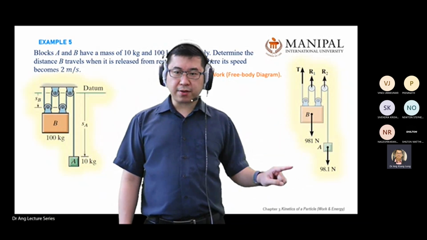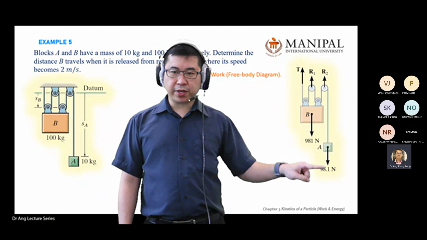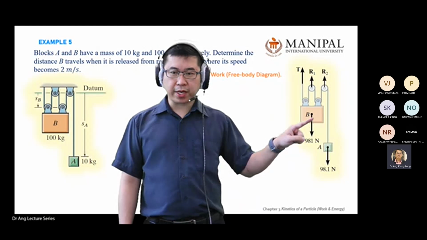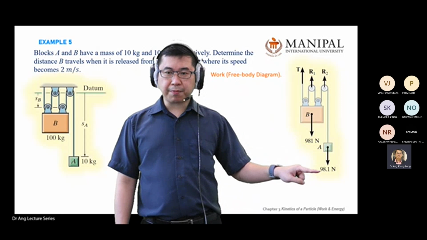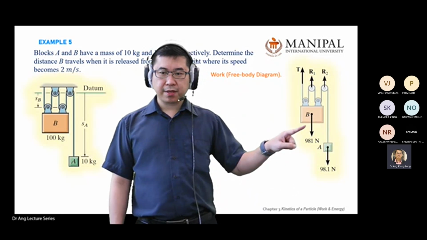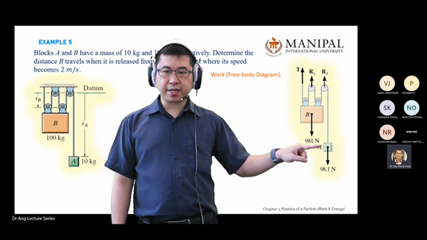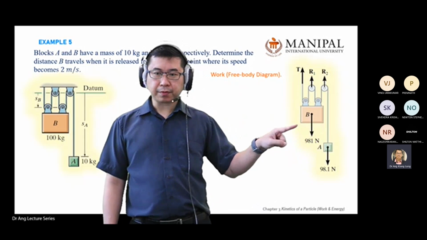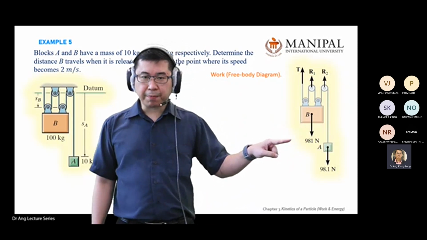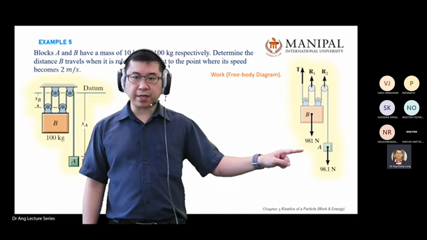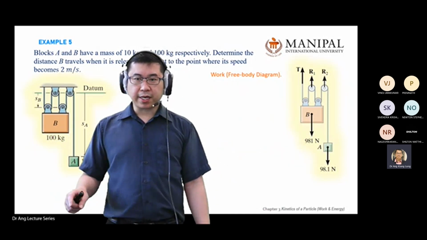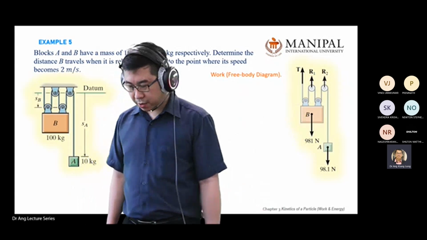Mass moving down, weight moving down, weight moving down. So your A is 10 times 9.81, 98.1. Or you can just put WA, this one WB. WB, 9.81 times 100. You get 981 Newton. Okay, so this is the free body diagram that we're talking about.